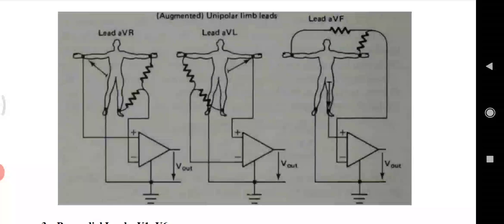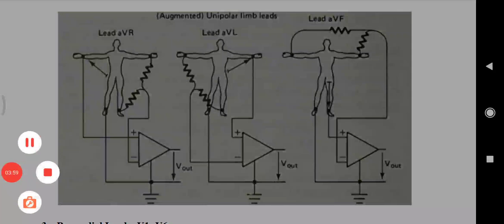In the aVL lead, the left arm is recorded with respect to the common junction of the right arm and the left leg. In the aVF lead, the left leg is recorded with respect to the two arm electrodes tied together. And they are also called augmented leads or averaging leads. That is, the resistances inserted between the electrode and machine connections are known as the averaging resistance.